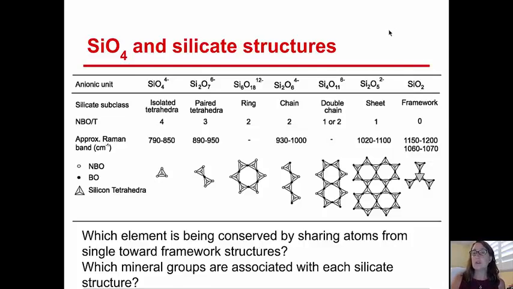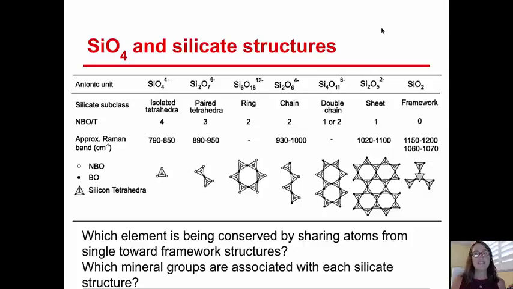Another common arrangement of silicon-oxygen tetrahedra is a long chain structure, and the chain silicates are those such as the pyroxenes, commonly found in igneous rocks. Multiple chains can join together to form a double chain, and that's the amphibole group, which contains hornblende, another common mineral in igneous rocks.